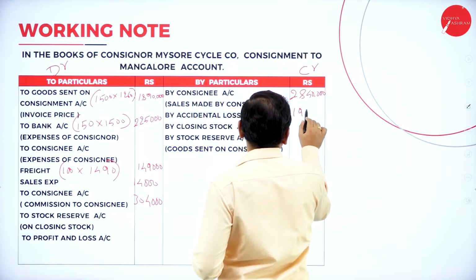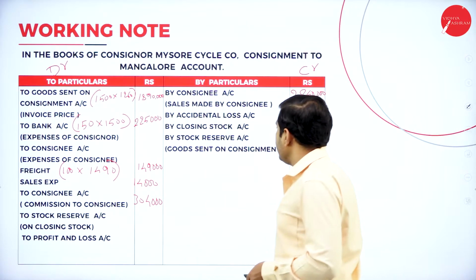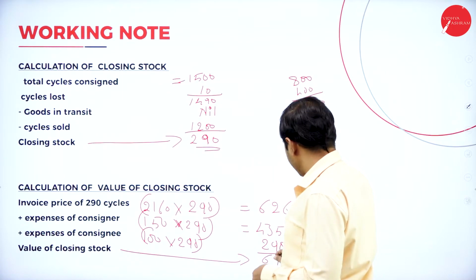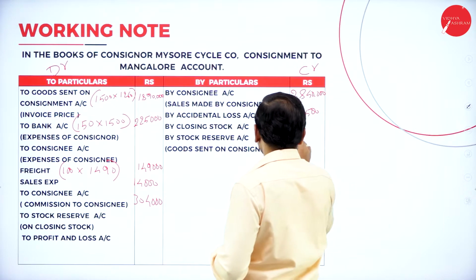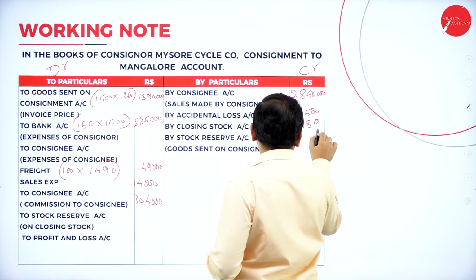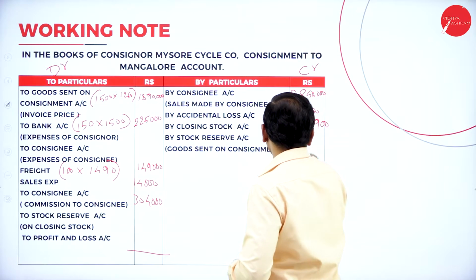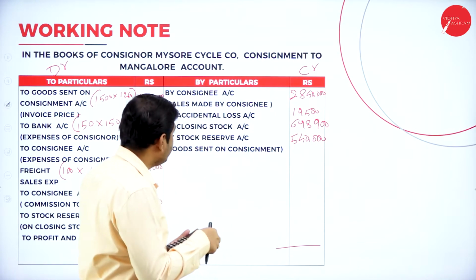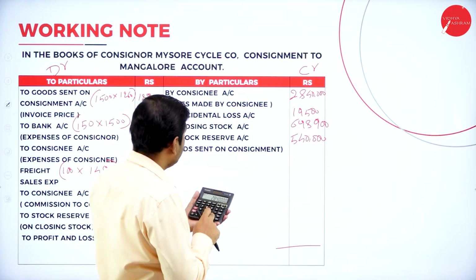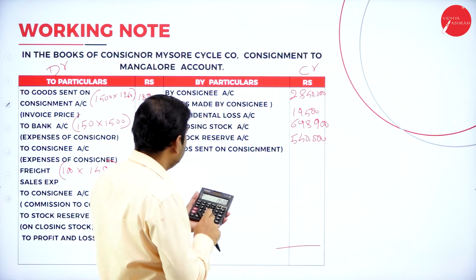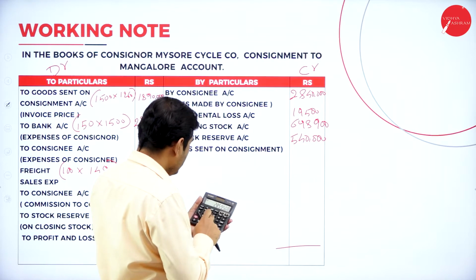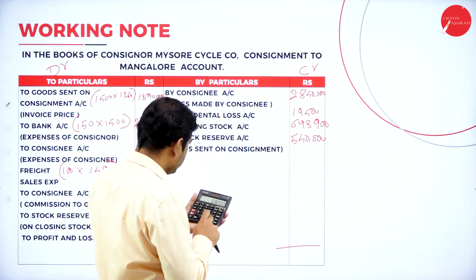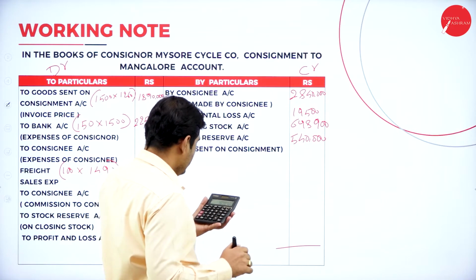So 19,500 by closing stock account. So what is the closing stock? Value of the closing stock is 6,98,900. Stock reserve on goods sent on consignment is 5,40,000. Now let's add this: 28,40,000 plus 19,500, 6,98,900, 5,40,000.